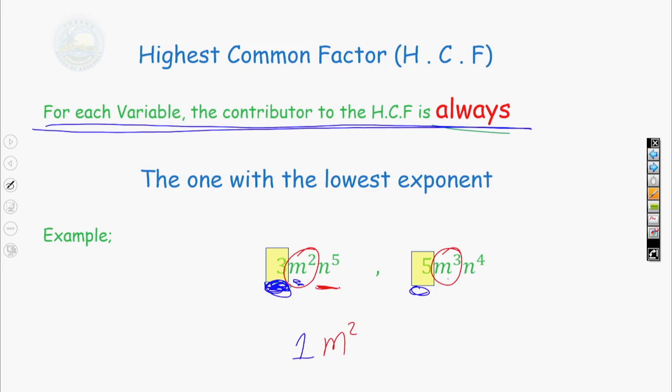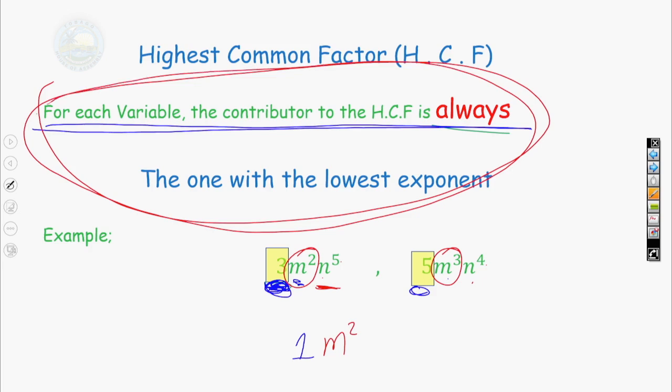Is it common firstly? Yes, it is common. I see n here and I see n here. This is n to the power 5. This is n to the power 4. The contributor to the highest common factor, again, our rule of thumb here, is always the one with the lowest power.